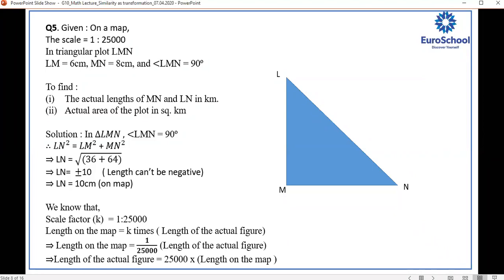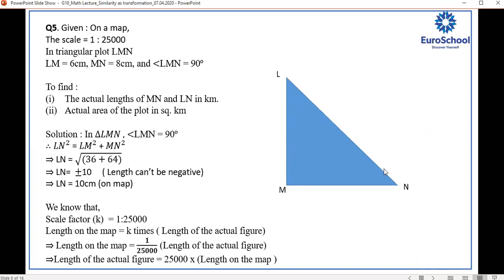Is there anyone who has a doubt? So I'm starting with question number 5. Question number 5 says, on a map drawn to a scale of 1:25,000, a triangular plot LMN of land has the following measurement. Here they have a triangular plot. I've drawn it here, a right-angled triangular plot, because they said that angle M is 90 degrees. So it's a right angle triangle. LM is 6 and MN is 8, right?